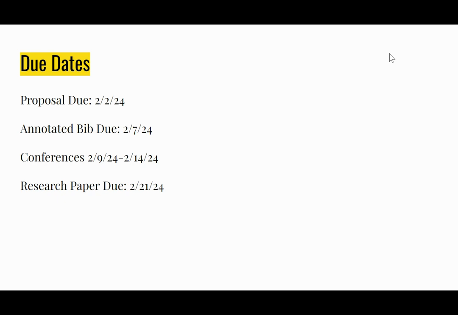The sign-up sheet is going to start in class today. If you are missing class, please stop by the office, or I'll try to have it in class again on Wednesday. And again, remember that the research paper will be due the 21st, after we finish conferences, after everybody's had a chance to work on revising and editing and getting the paper in the best shape possible.